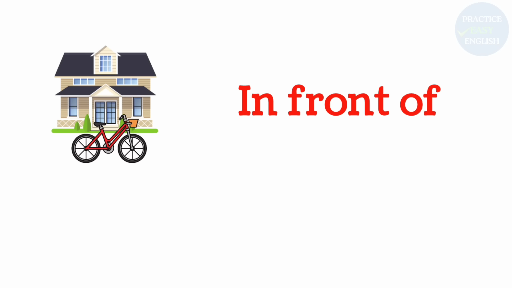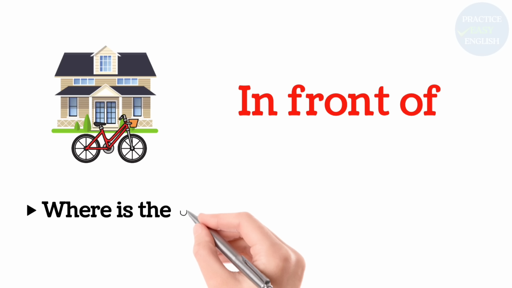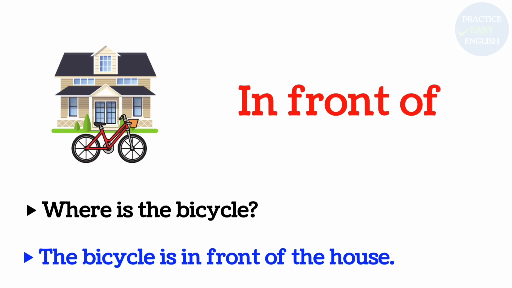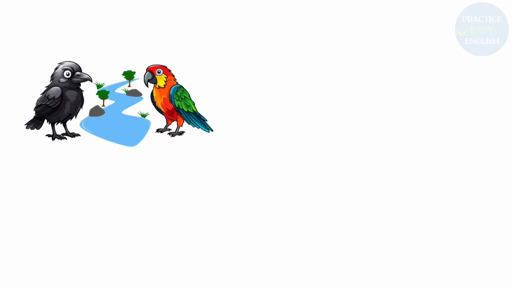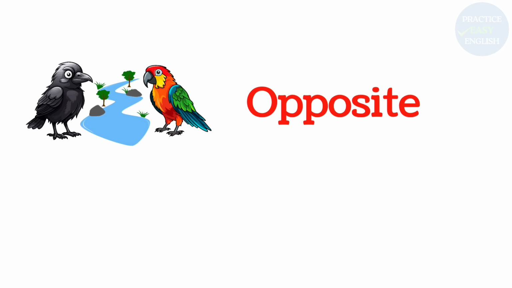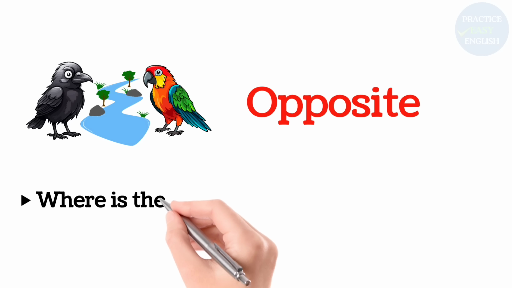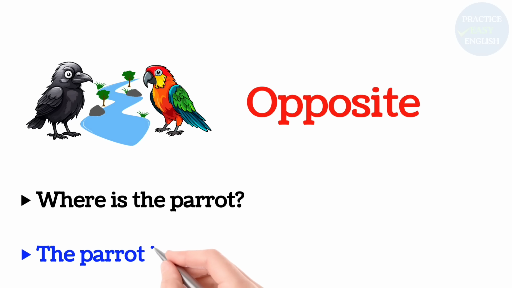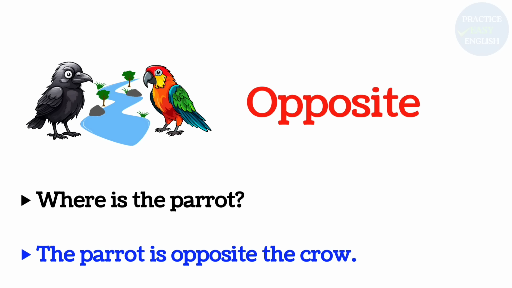In front of. Where is the bicycle? The bicycle is in front of the house. Opposite. Where is the parrot? The parrot is opposite the crow.